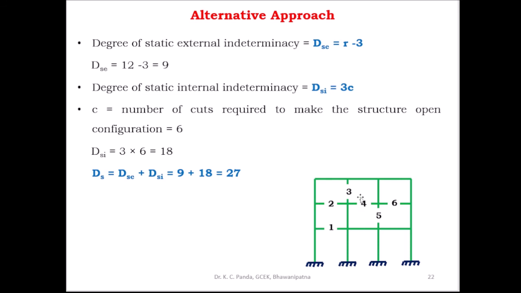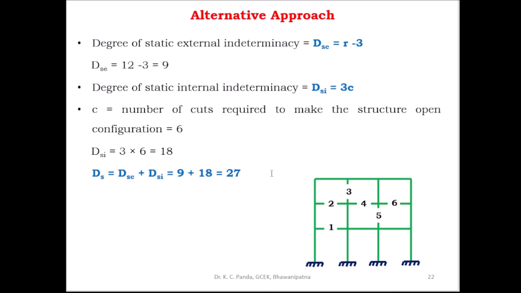So you can find out the degree of static internal indeterminacy using this formula. DSI is equal to 3 into C. C is the number of chords. Number of chords is equal to 6. So 3 into 6 is equal to 18. So DSI is equal to 18.